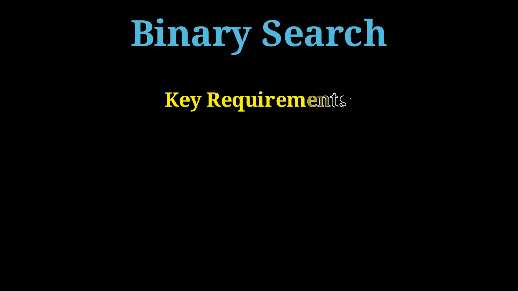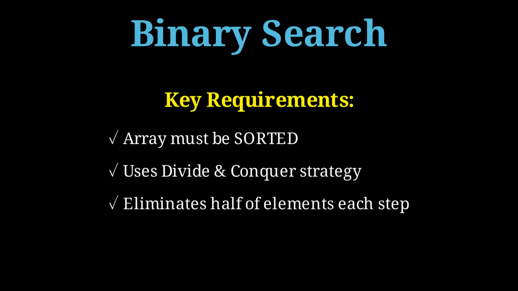Binary search has three key requirements. First, the array must be sorted. Second, it uses a divide and conquer strategy. And third, it eliminates half of the elements in each step.